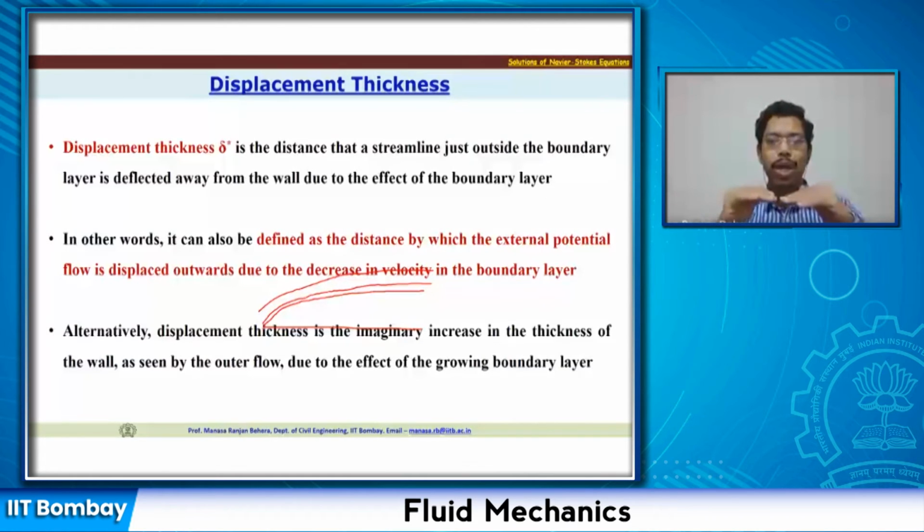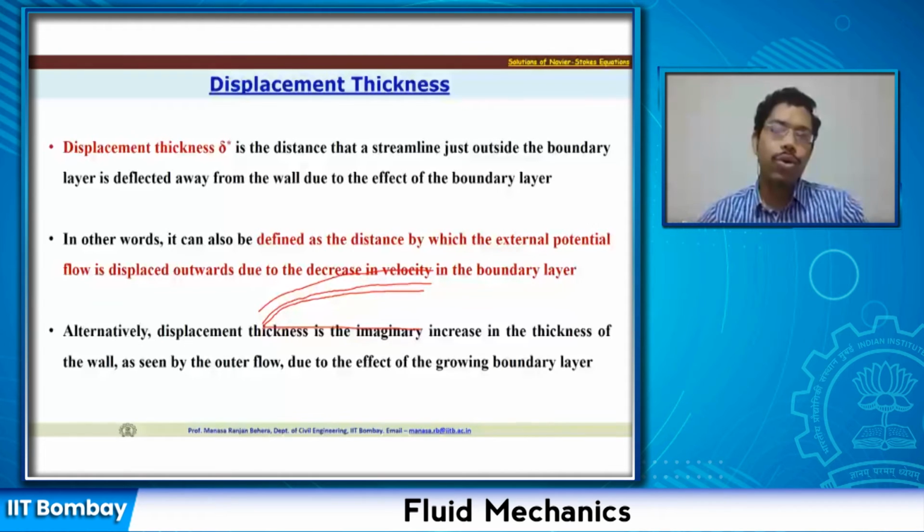You have the wall, and the wall thickness has increased by a certain amount. There is no reduction in the velocity, rather we are saying it's a smooth surface, there is no change in the velocity profile, it is the same free stream velocity, but there is an apparent increase of wall thickness, which is affecting the flow.